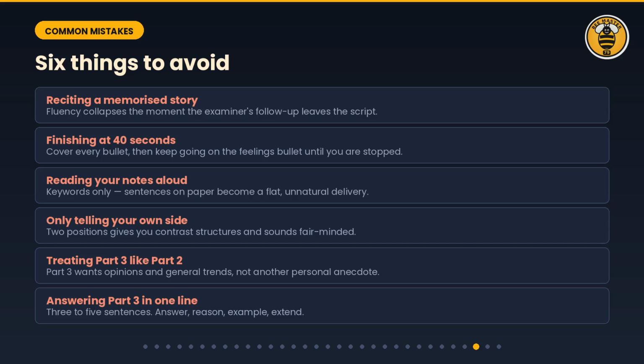Six things to avoid. The first is the most common and the most damaging: a memorized story. It sounds fine for 90 seconds and then falls apart the moment the examiner asks anything off script.